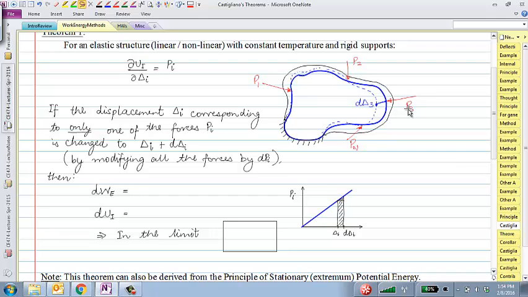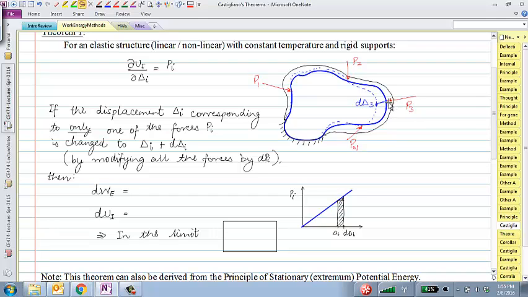That external work would be equal to, in this case, half P3 delta 3, or half P3 times delta 3. Half would be the work done from going from black to this solid blue, right? Because there I'm applying the load slowly. So when it deforms through this, the work done would be half P3 times delta 3.